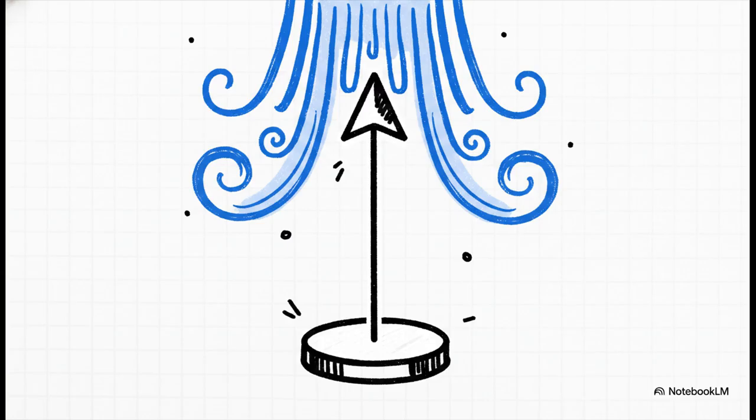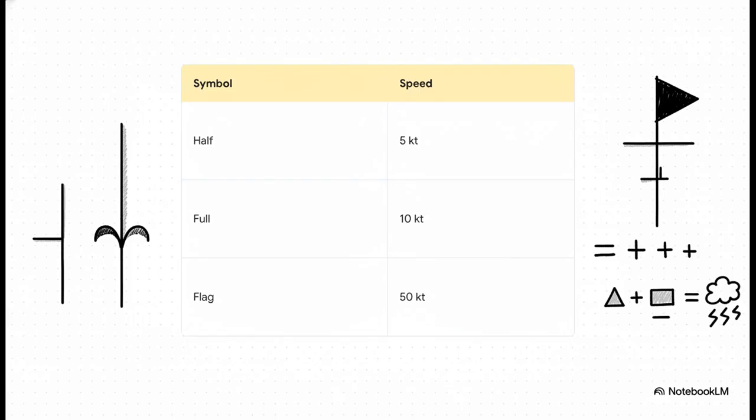So if the staff points straight up towards north, you've got yourself a north wind. Right at the end of that staff, you'll notice these small lines or triangles. We call those barbs, and they tell you the wind speed in knots.